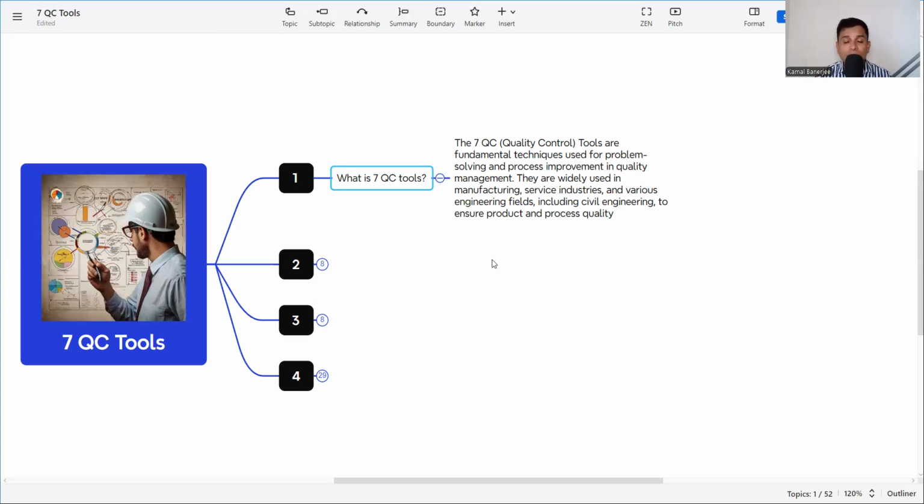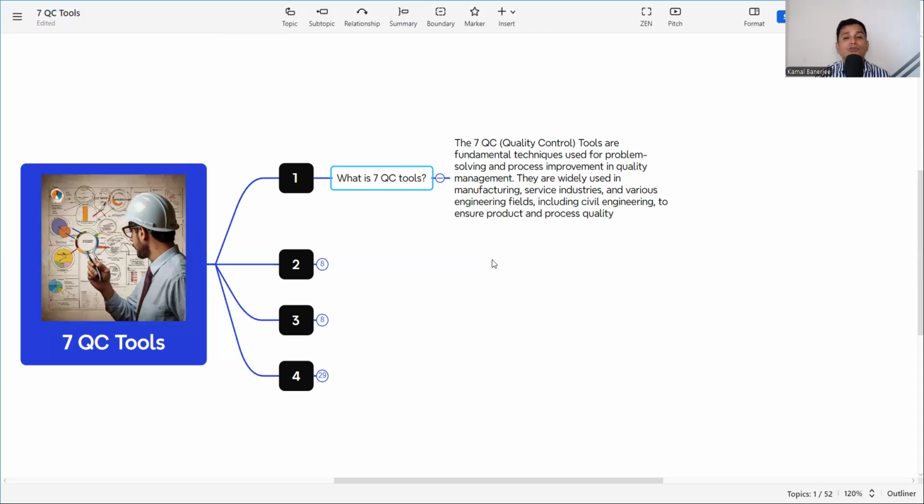Now, suppose we are doing concrete, and a crack is developing. How is this crack developing, and what is the root cause? That needs to be identified and addressed to get the right kind of concrete. Now, how can we find it? These tools can be used to find out why this crack happens, and then we can make the adjustment to the process.